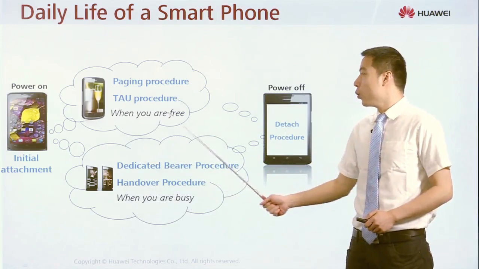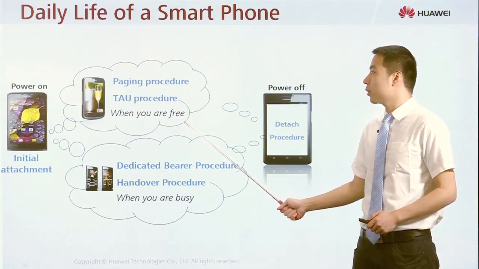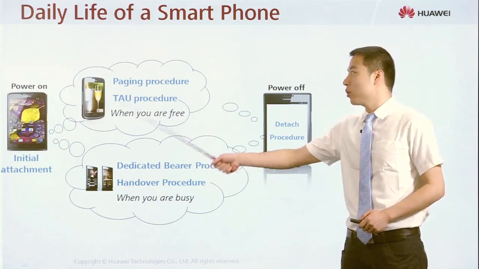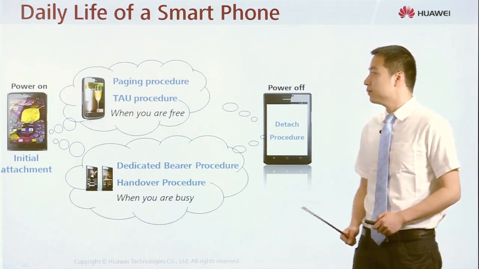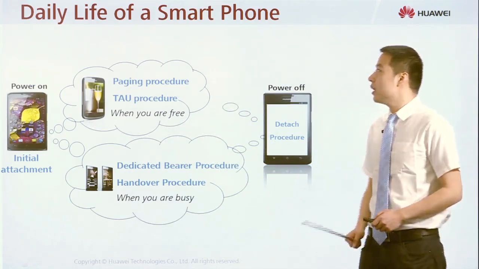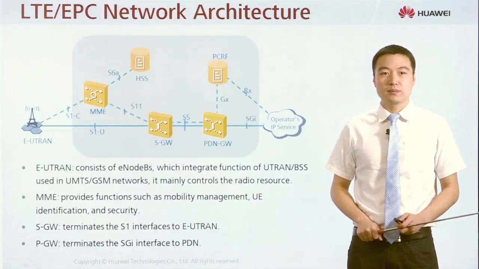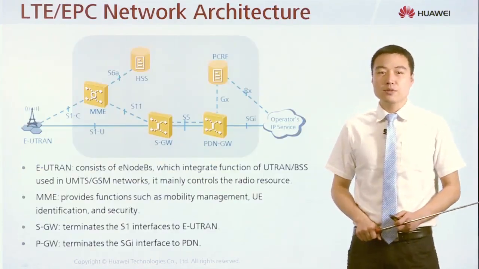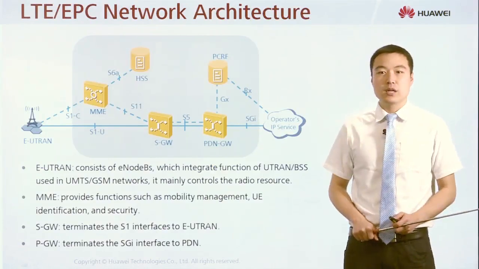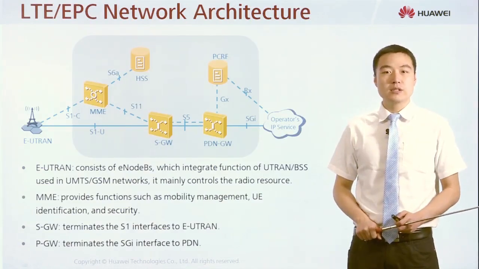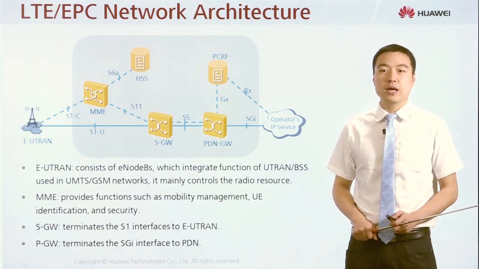From power on to power off, no matter whether we set up services or we don't use this cell phone anymore, the cell phone will do all of these procedures. Actually, it's quite busy. This is the daily life of smartphones. Sometimes, the smartphone does all of these procedures by itself. Sometimes, the mobile phone needs the assistance of the network. Let's look at the architecture of the network.